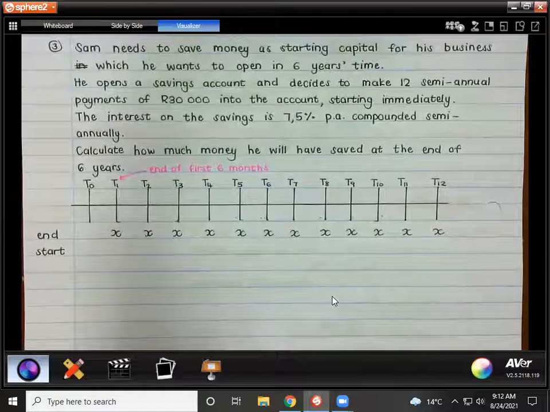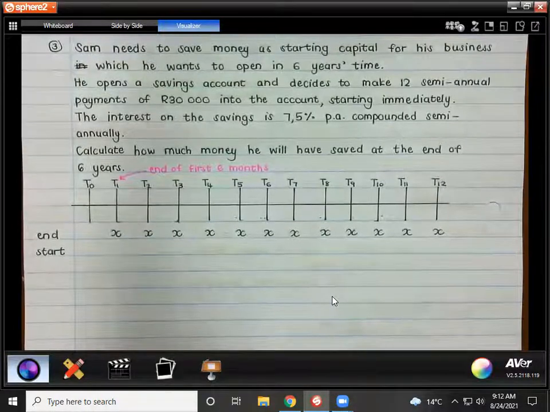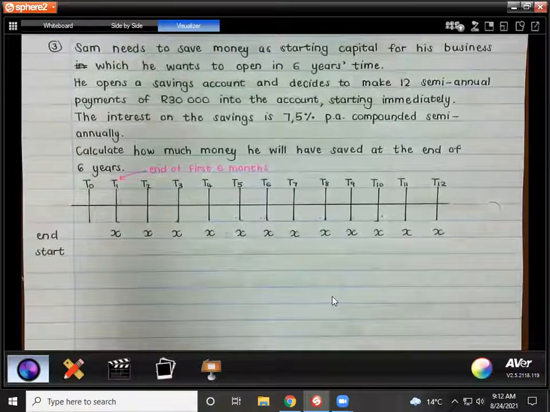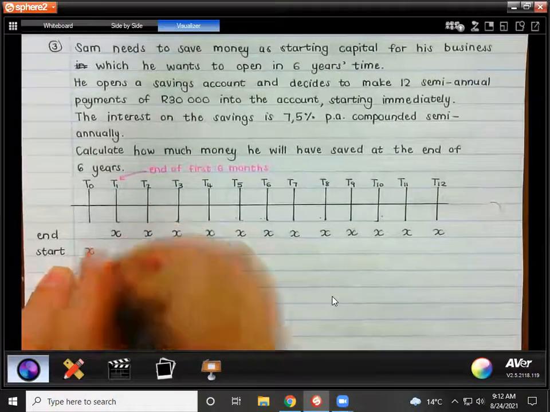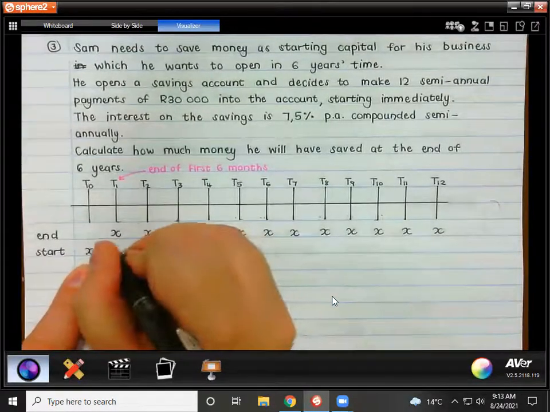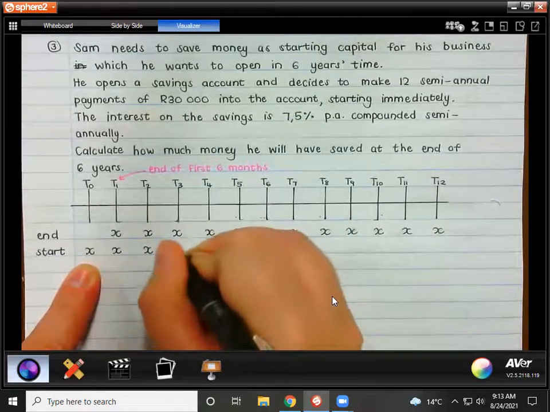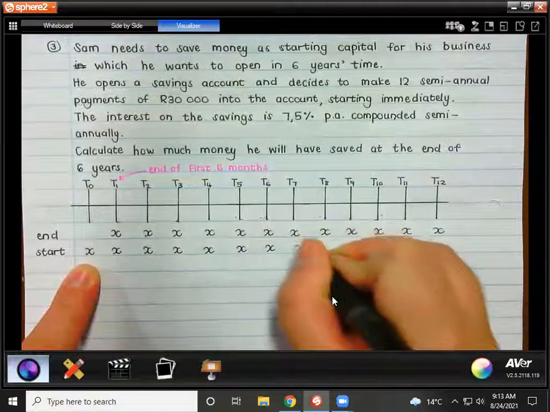So that would represent the whole investment period. So no interest for the first bit, for the first 6 months. Now what's actually happening in this case is that the first payment is made immediately. All right, then the second payment, third, fourth, fifth, sixth, and so on.